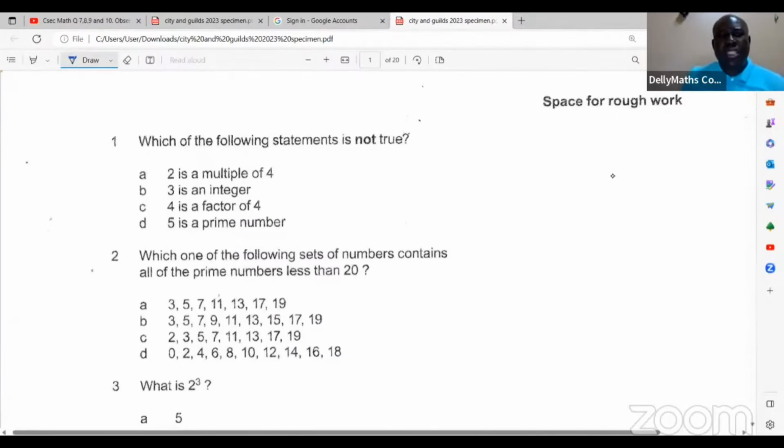So we're looking at the City and Guilds stage 3 paper. All right, let's go through. It says, which of the following statements is not true? So we want to focus on this part that's not true. All right, so we're looking for something that is incorrect.